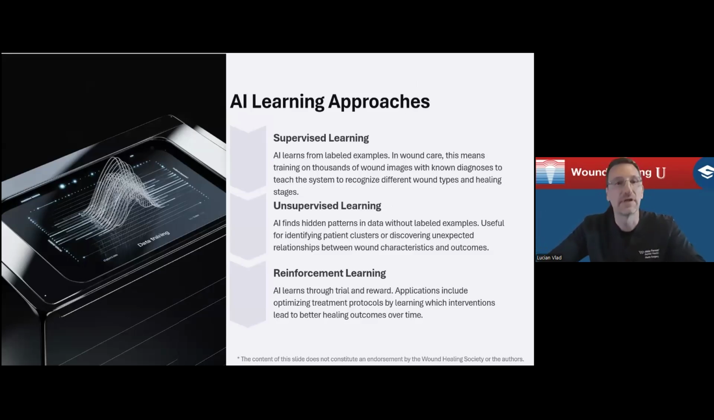And AI algorithms learn in three main ways: supervised learning, unsupervised learning, and reinforcement learning. In supervised learning, the AI is given labeled data. So you show it images, and you tell the program what it is: this is a wound, this is a venous ulcer, this is a stage. You give it the labels. In unsupervised learning, you don't. You just give it data, and the program looks at it over and over, at a million data points, and finds the patterns on its own.